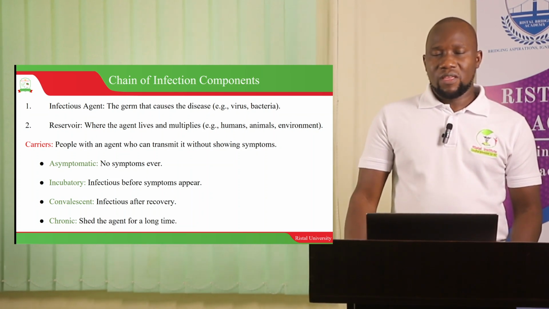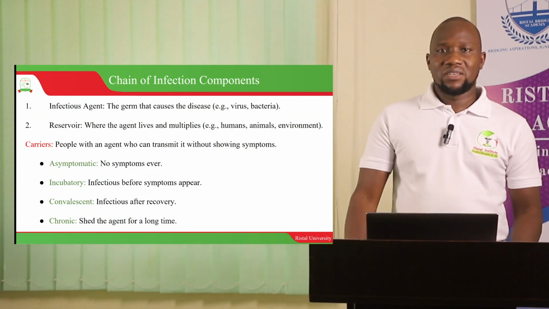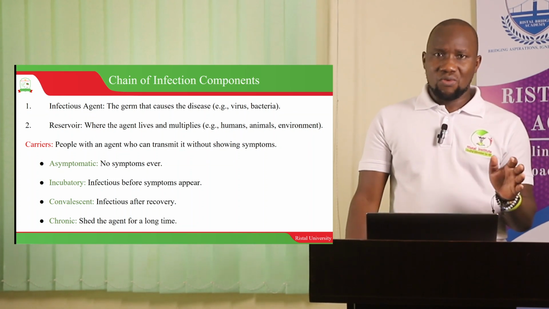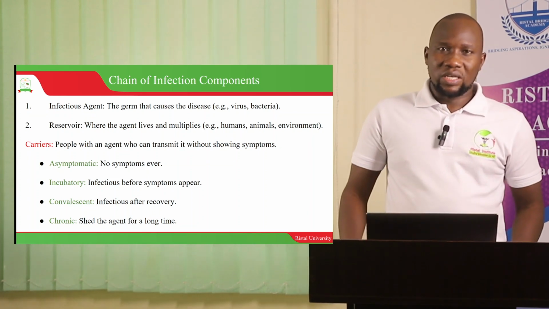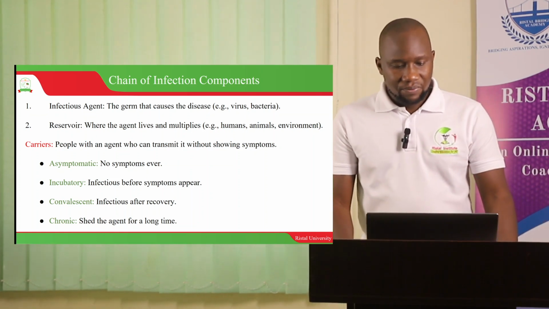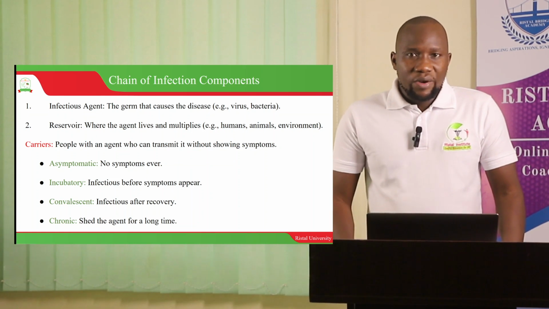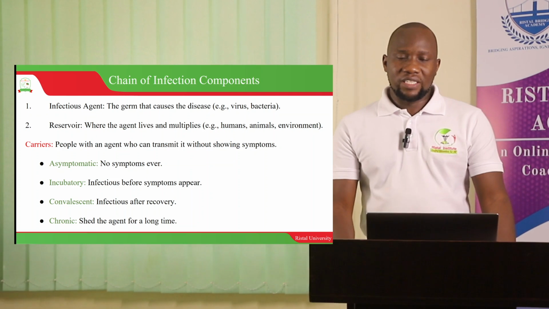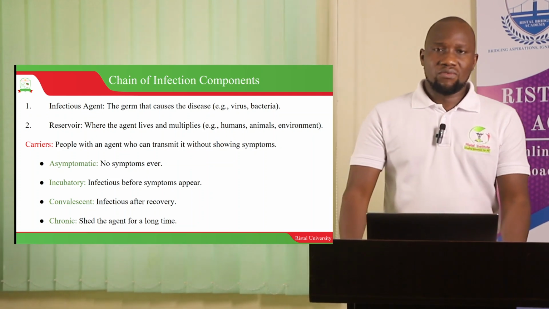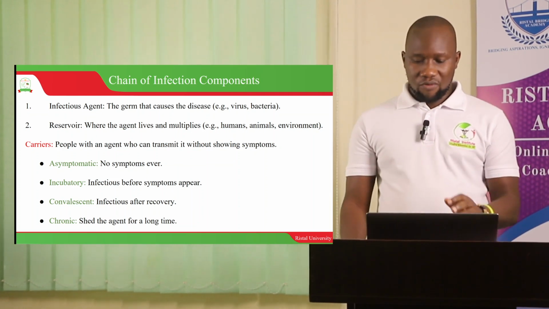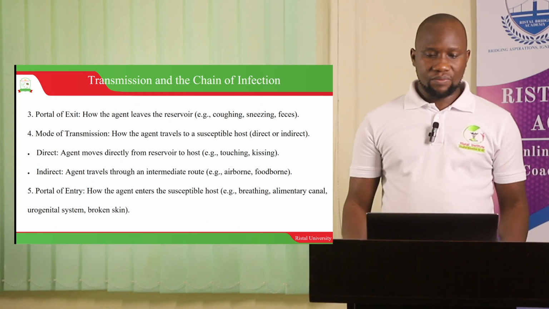So, for example, Ebola cases. Okay, with Ebola cases, someone is recovering. They need to have a particular duration for which they don't engage in sexual activity because they can still transmit the Ebola virus. And then we have the chronic carriers. These are individuals who carry the infectious agent over a long period of time. That means that they continue to have the infectious agent for a considerable period of time.